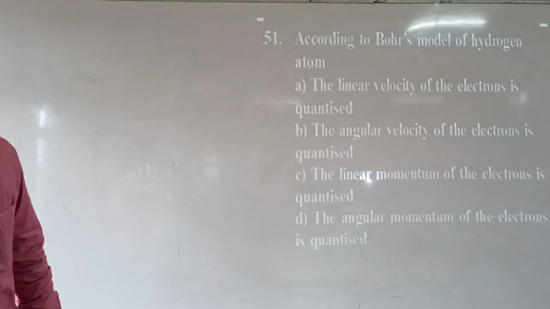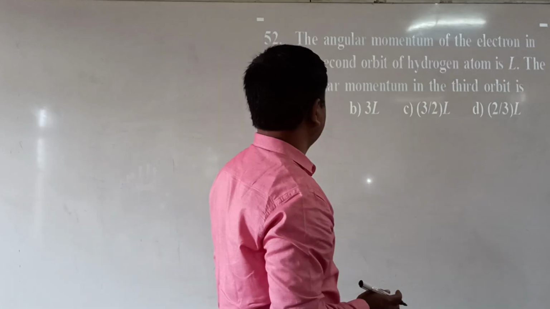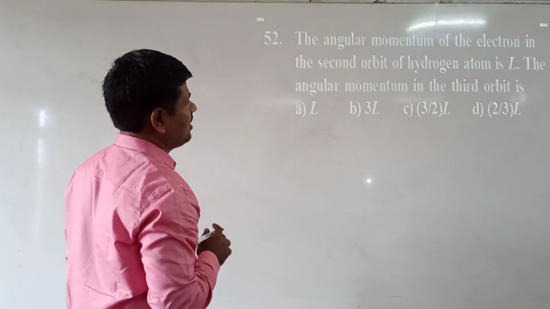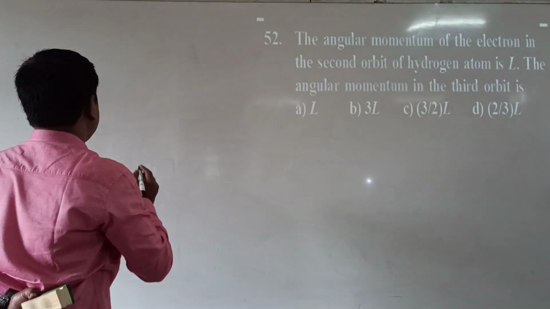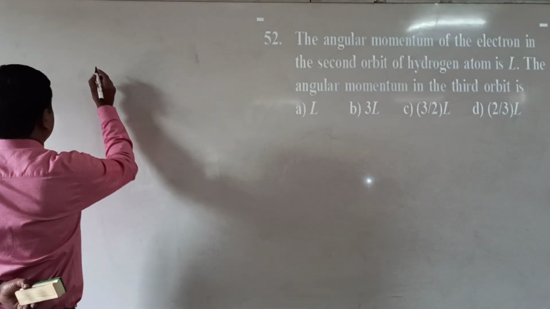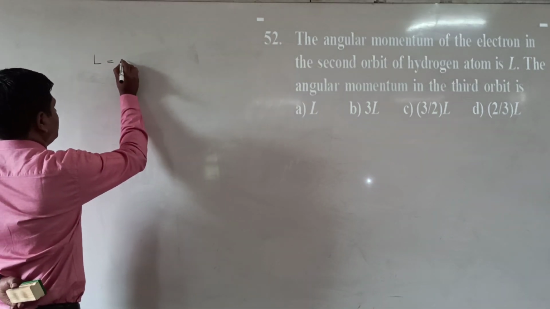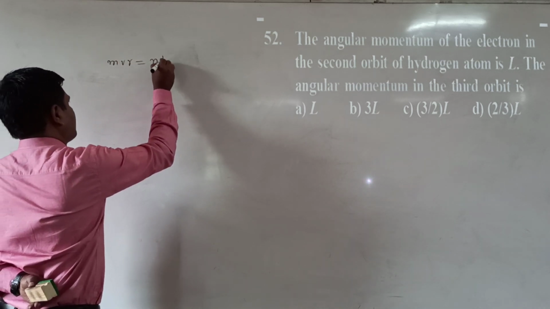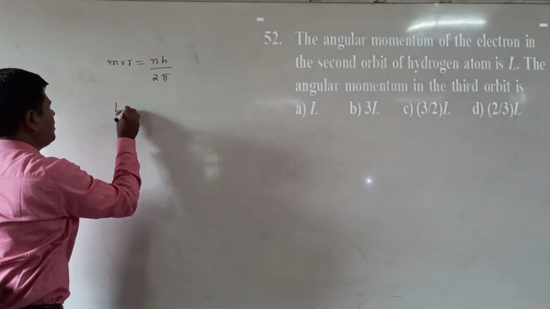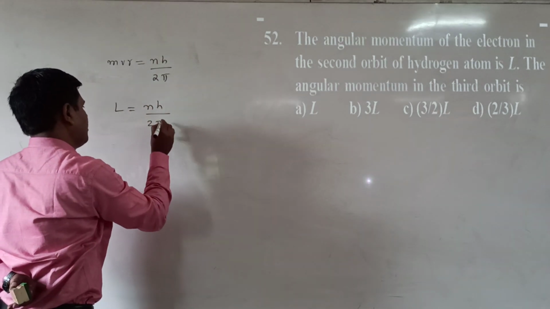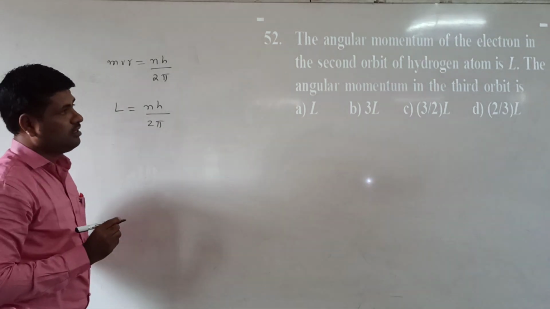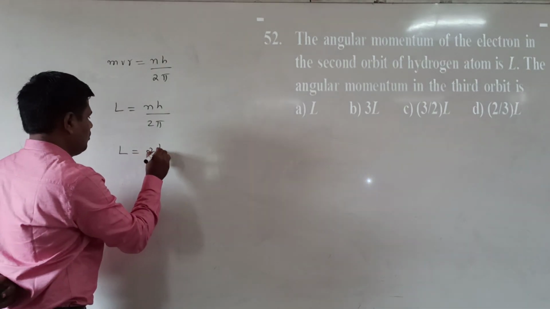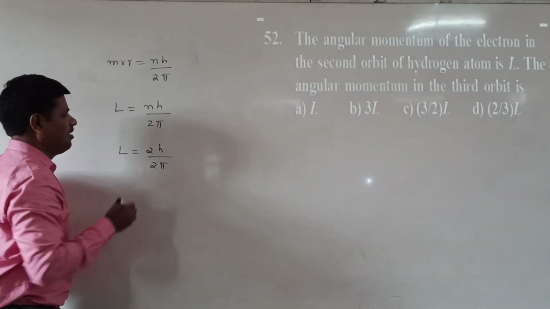Next, we go to question number 52. The angular momentum of the electron in the second orbit of hydrogen atom is given as L. The angular momentum in the third orbit is asked here. For the second orbit, the value is L. L is equal to, the general formula we know, mvr is equal to nh by 2 pi, or L is equal to nh by 2 pi. For the second orbit, we substitute n as 2, so L is 2h by 2 pi.